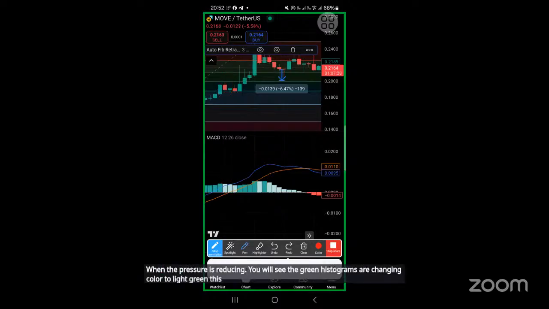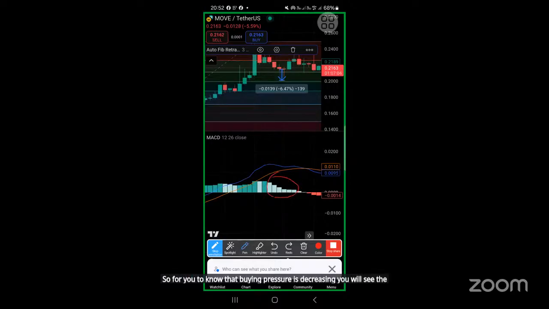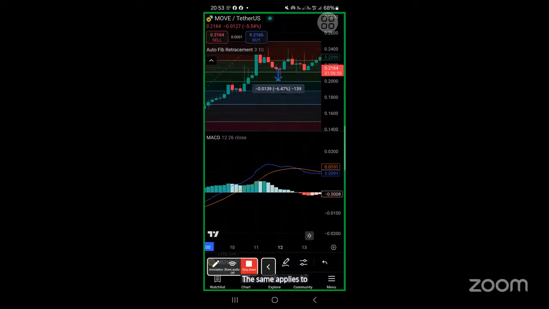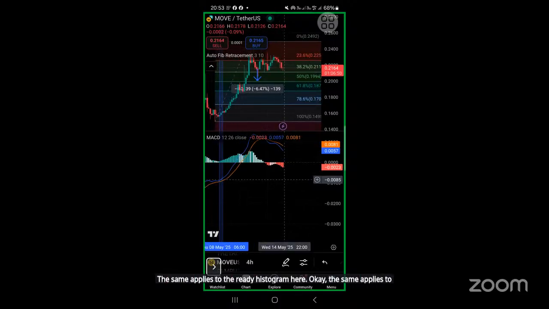This tells you that the pressure above here is decreasing. So if it was a buying pressure, because the green histograms represent buying pressure, for you to know that buying pressure is decreasing, you will see the histograms changing their color to light green. The same applies to the red histogram down here.